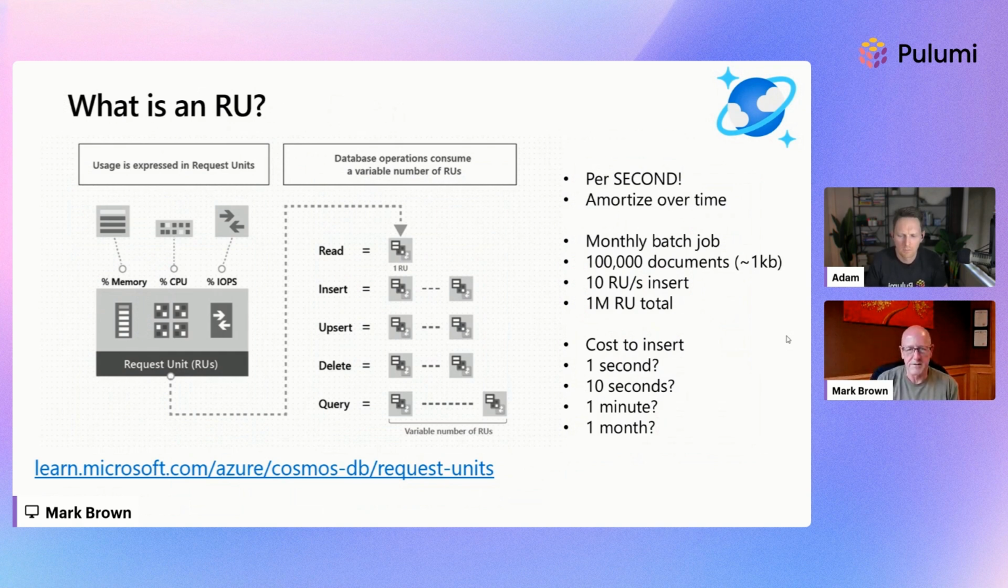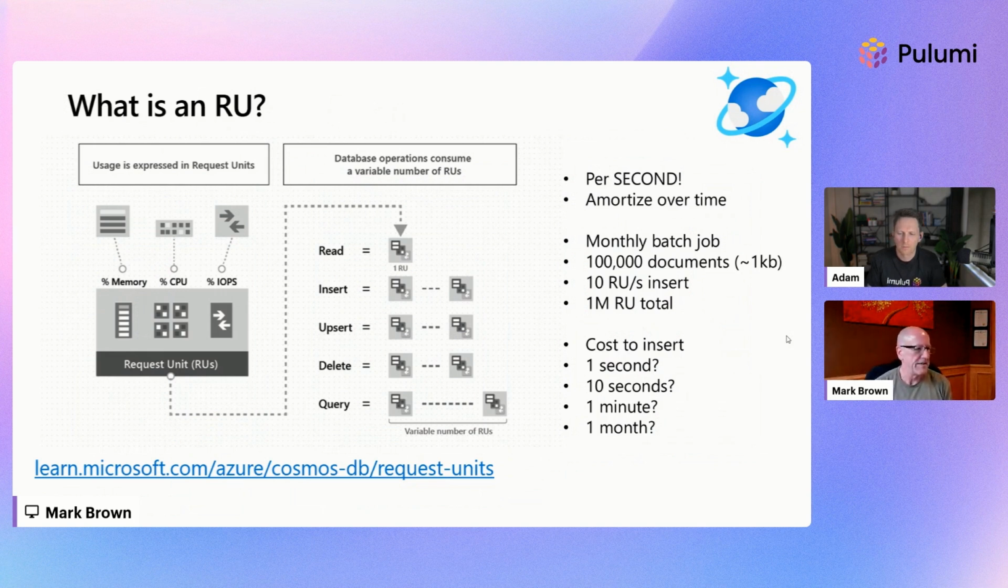Cosmos is a multi-tenant service, so it's resource governed. When you get throughput, it's allocated to you on a per second basis. The reason I bring this up is there's a key concept here: if throughput is allocated to you on a 1 second basis, things like batching data or doing batch jobs get really, really super expensive.